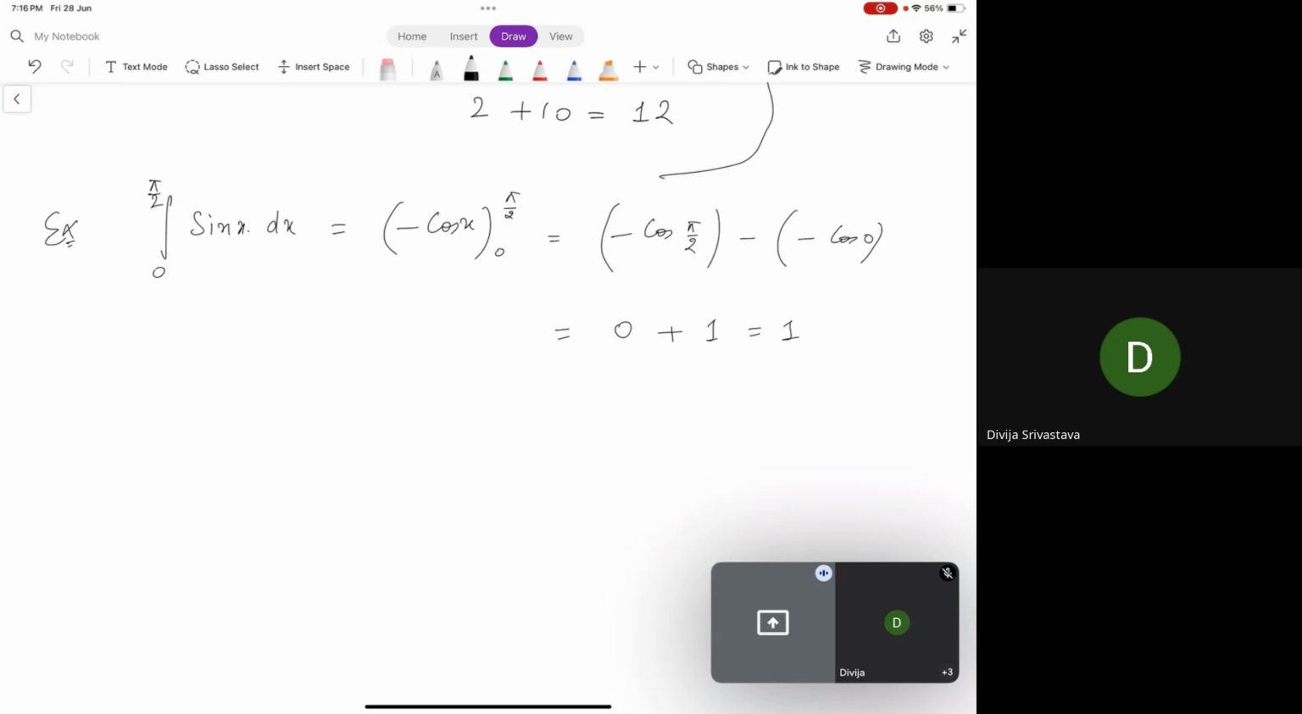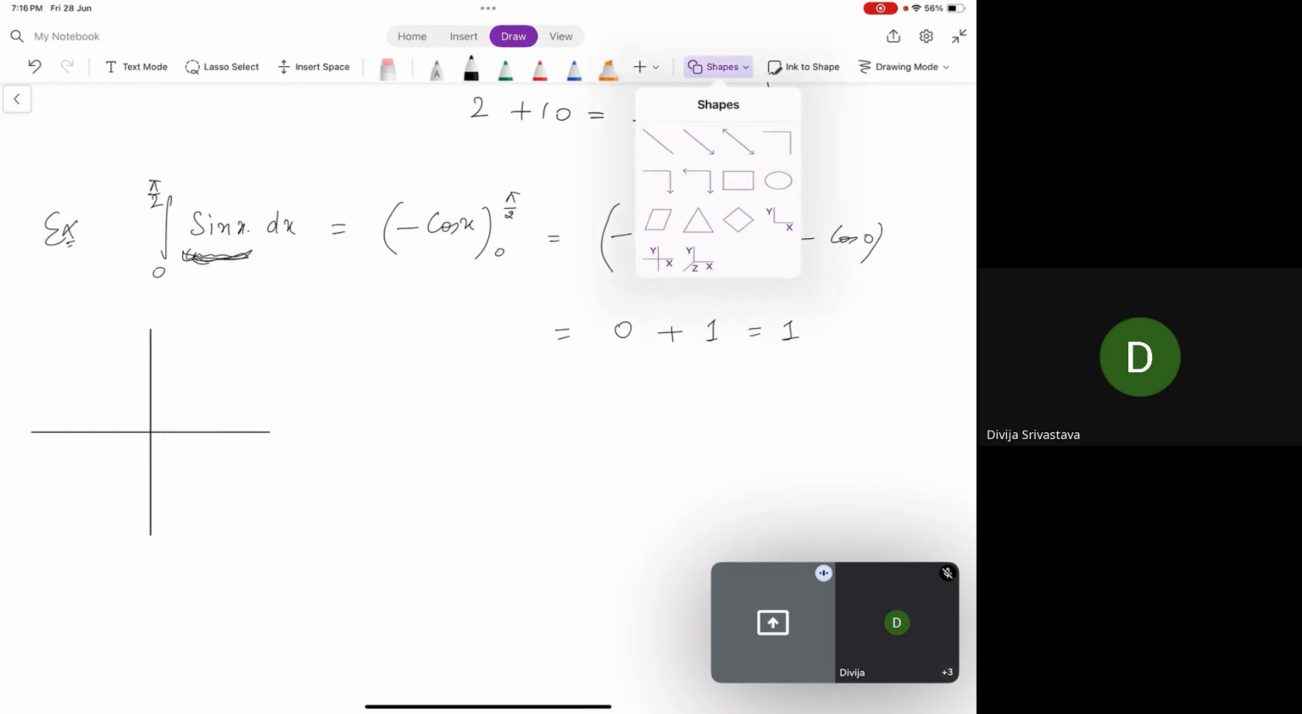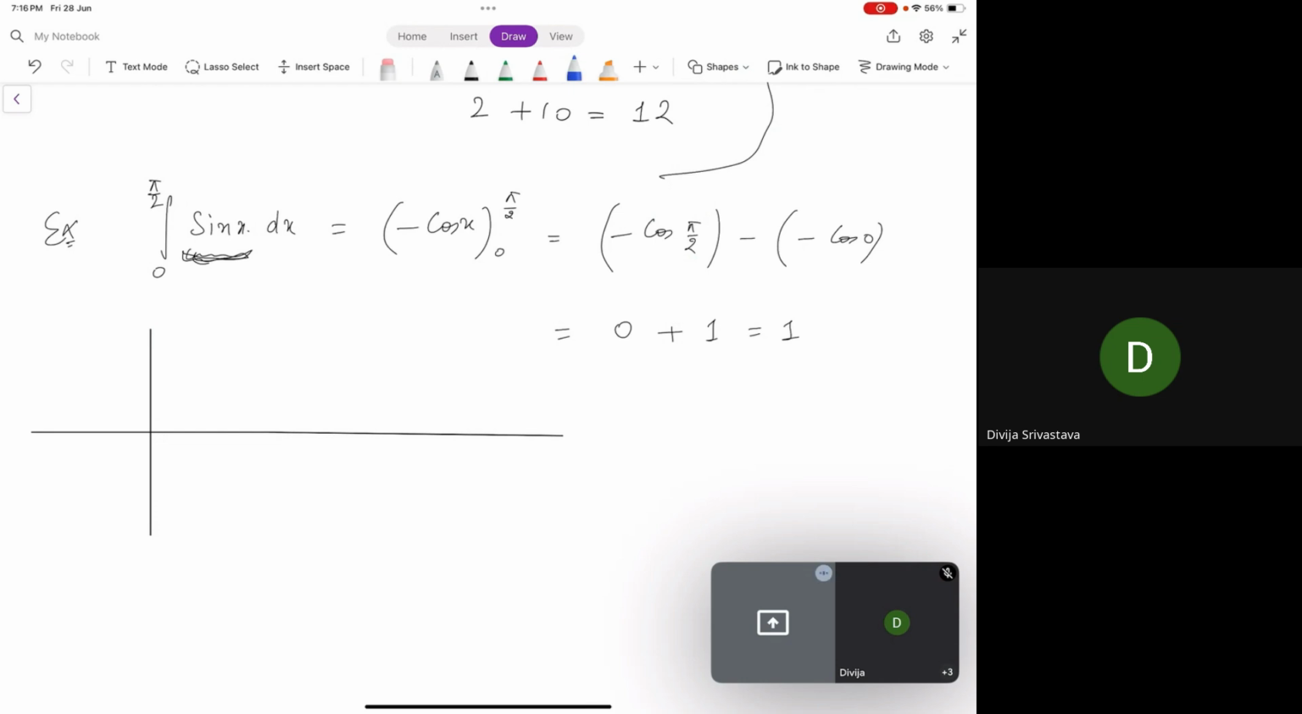That means the area of sin x from 0 to pi by 2 is 1. But after doing so many questions, you have to learn this thing actually. Now we will make a graph, and you should know this thing, the area of this sin x. For example, the graph of sine is like this.